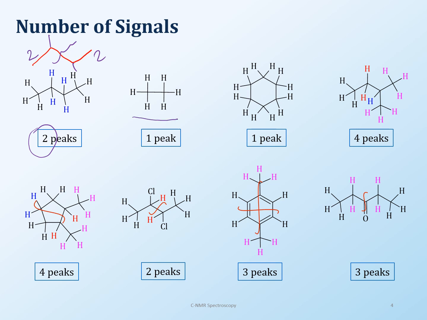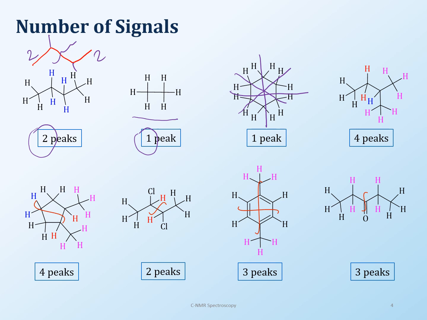For ethane, it's going to be just 1 peak. For cyclohexane, remember, 1 peak. It was the same for proton, and it's the same thing for carbon also because all the carbons are alike. Again, you can draw the symmetry if you want, and every line is being crossed, and therefore you only have 1 signal.